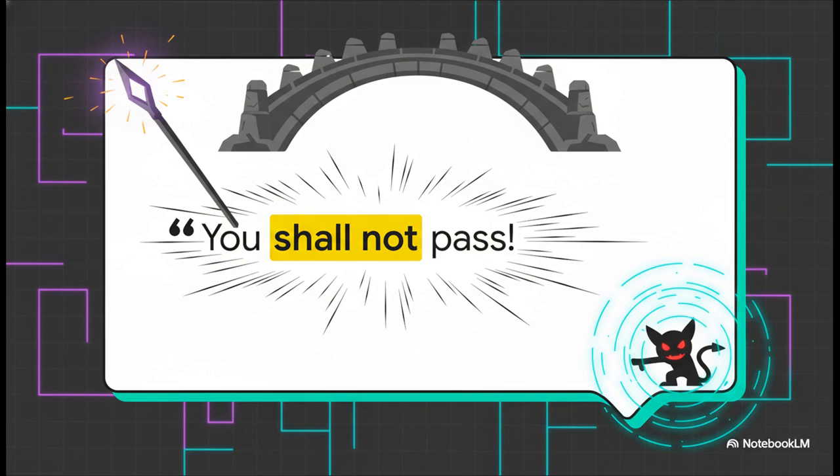And for the absolute ultimate example of an unbreakable rule, come on, you know this one. Gandalf, you shall not pass. Okay, he uses the word shall, which is a bit old school, but the meaning is exactly the same as must. It is an absolute, non-negotiable command. There's no arguing with that. It's the most powerful way to say something is forbidden.